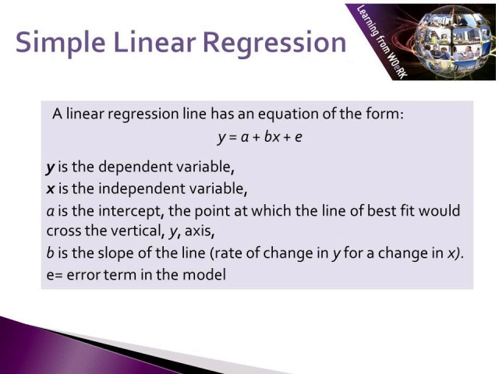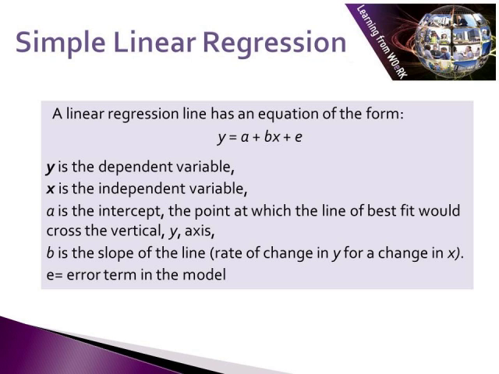And you can see here that the linear regression line has an equation in the form of y equals a plus b times x plus e. Y is the dependent variable, x is the independent variable. A is our intercept, which is the point at which the line of best fit will cross the vertical y-axis, and b is the slope of the line, which is the rate of change in y for a change in x, and e is the error term in the model.